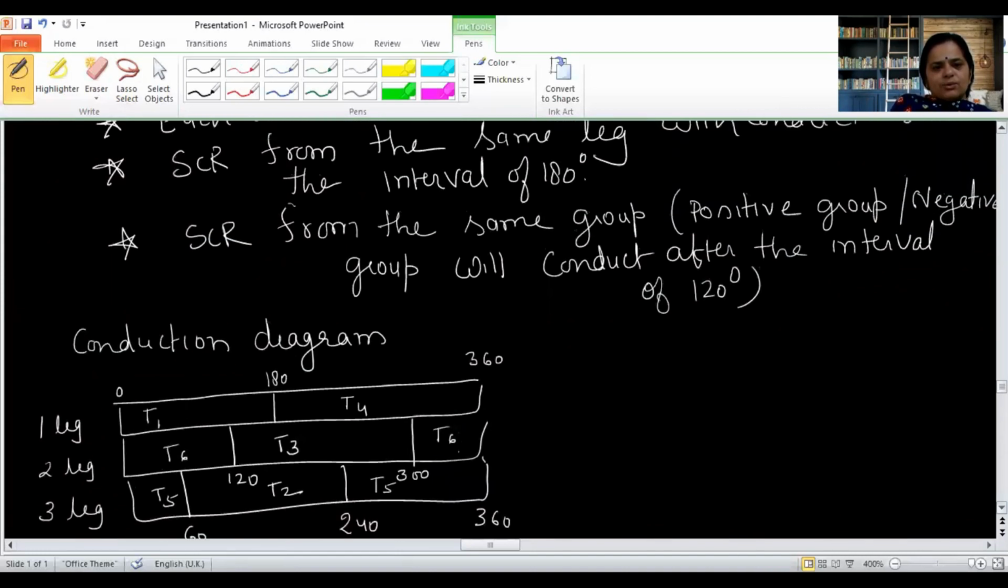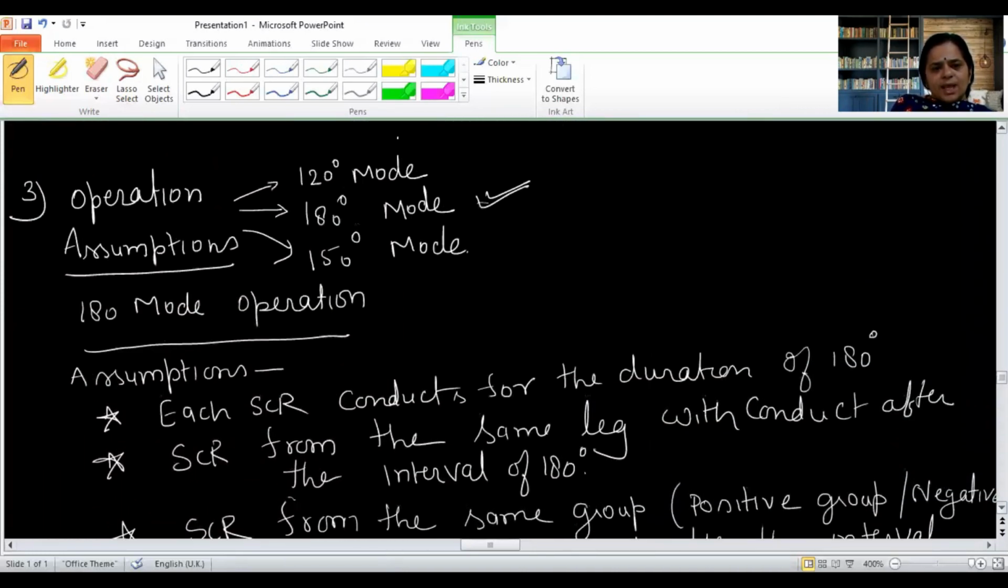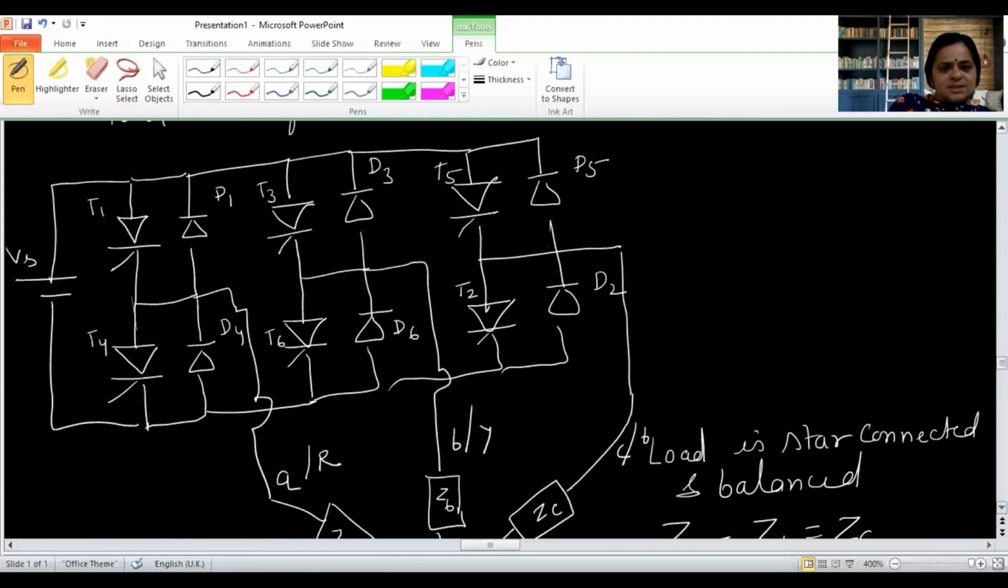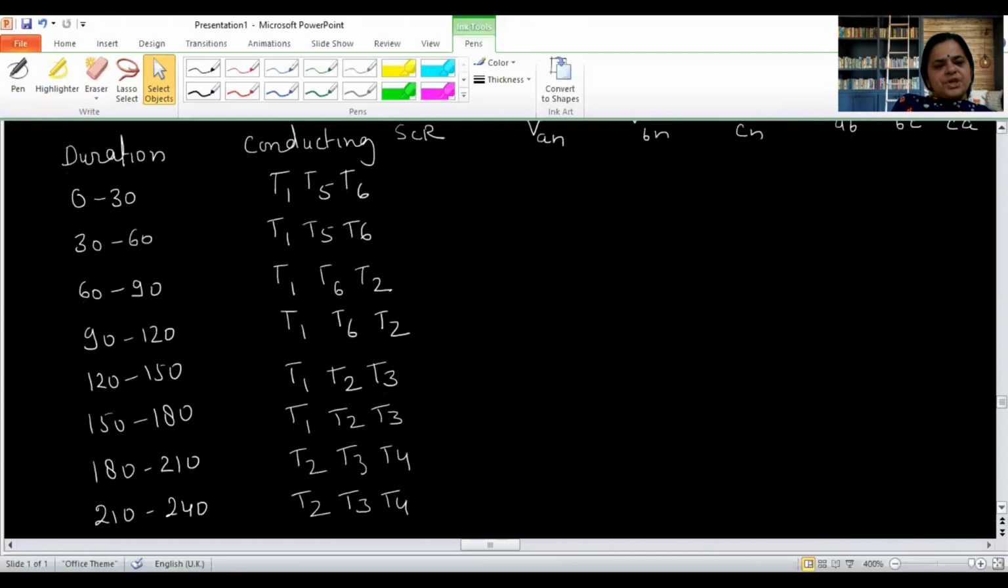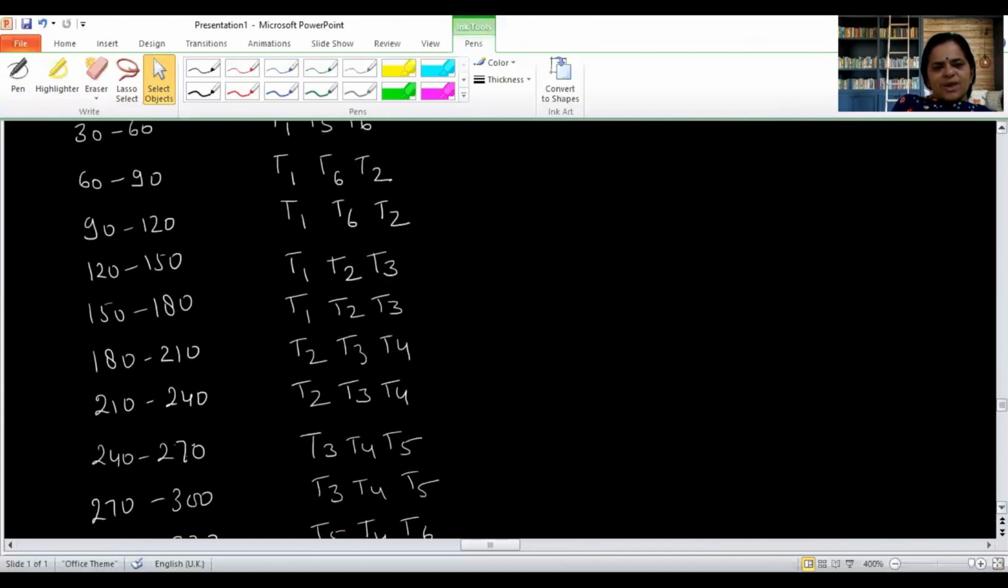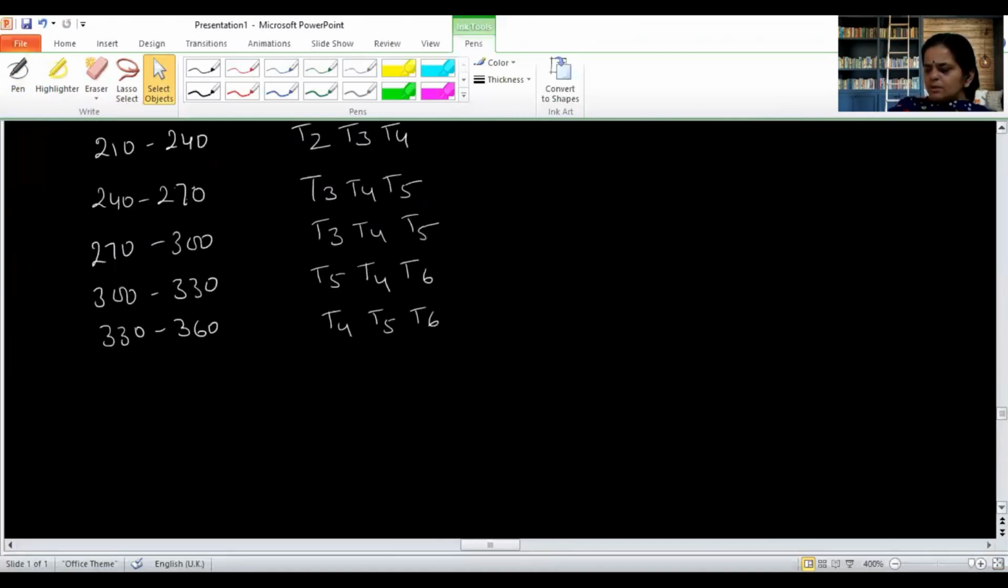So when 1, 5, 6 are conducting, it means these SCRs will be short circuits: 1 will be a short circuit, 6 will be a short circuit and 5 will be a short circuit. So when these SCRs are conducting, what will the diagram be? As you can see, for 0 to 30, 1, 5, 6 are conducting, so let me redraw the power circuit diagram.